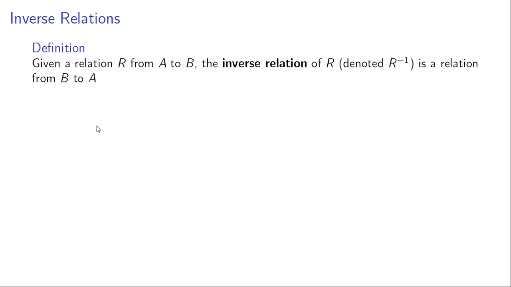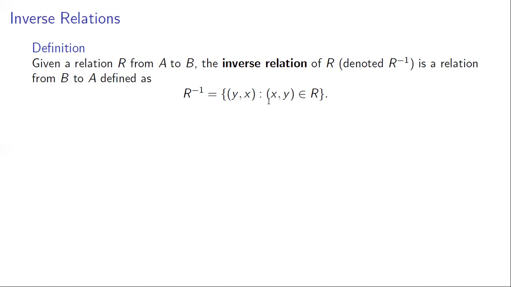So given a relation R from A to B, the inverse relation, which we denote like this, is a relation from B to A. So you can pronounce this as R inverse, or the inverse of R. So it's a relation from B to A, so it's going backwards, defined as follows. R inverse is the set of all ordered pairs y comma x, such that the ordered pair x comma y is an element of the relation R. So in other words, it contains the same pairs as R, but flipped around. Each pair is flipped around.